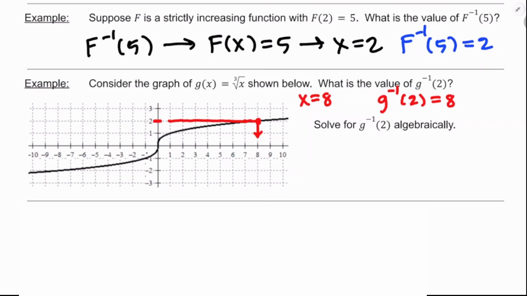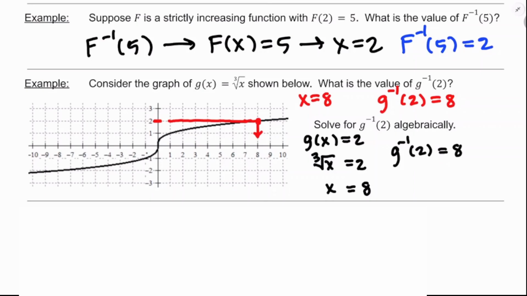But alternatively, if we're going to solve this algebraically, if we weren't given a picture of the graph, we'd say, all right, well, g of x equals 2. And we've got a formula for g of x. That's the cube root of x. If we want to solve for x, we're going to take both sides to the third power. So that's going to be x equals 2 to the third, which is 8. So over here, g of x equals 2 gives us the solution x equals 8. That means g inverse of 2 equals 8, which is the exact same thing we saw up above.